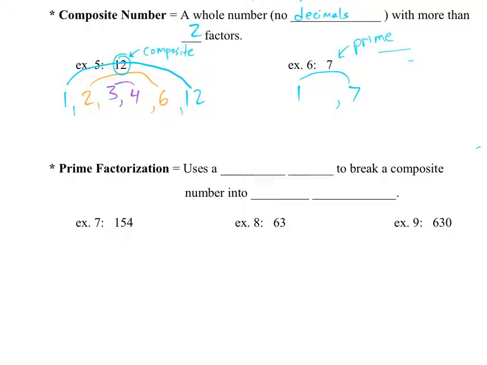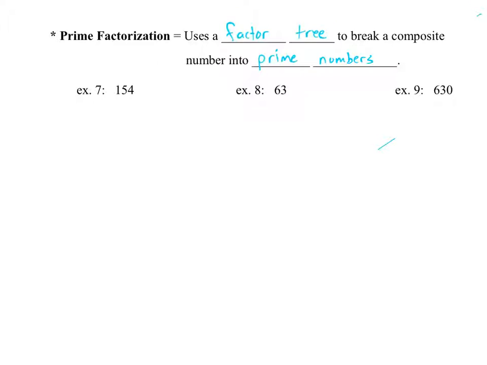Do you guys remember doing factor trees? Yeah. Okay, so this is repeat 2. Okay, cool. So I'm going to say uses a factor tree to break a composite number into prime numbers. And people do these different ways. Some people like to take the 154 and think of what are some big numbers I could divide it by. For me, I just do small numbers, but it's really up to you.